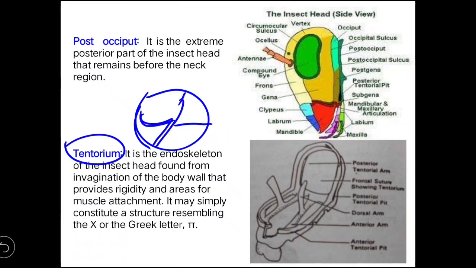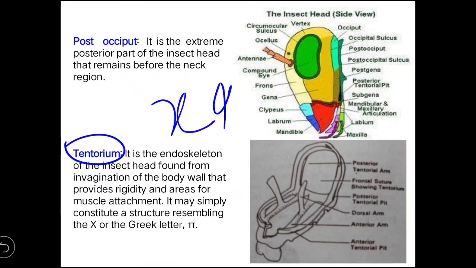What is the purpose of this tentorium? This tentorium will provide rigidity and area for muscle attachment. This tentorium structure will look like an X-shape or the Greek letter pi.